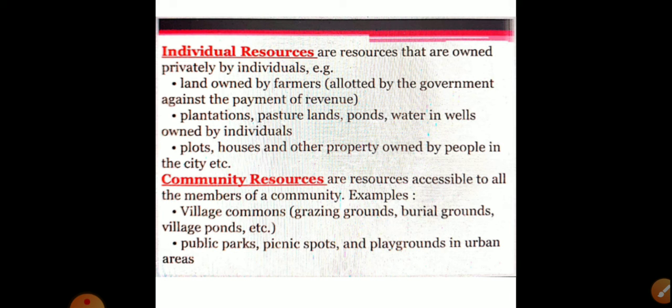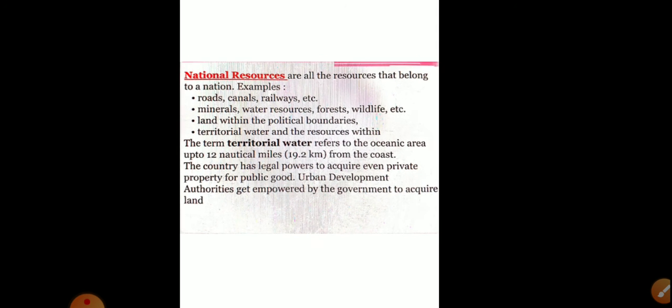For example, public park, picnic spots, playgrounds, burial grounds, village pond, all these will become community owned resources. Now students, we will come to the third point, that is national resources.